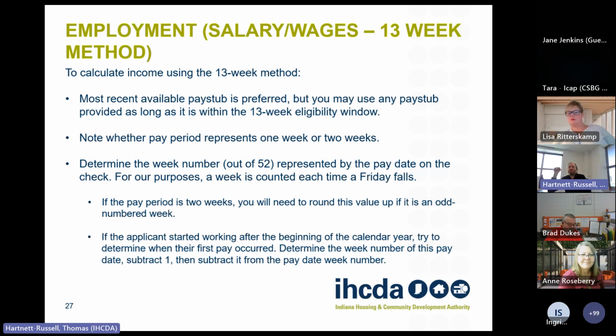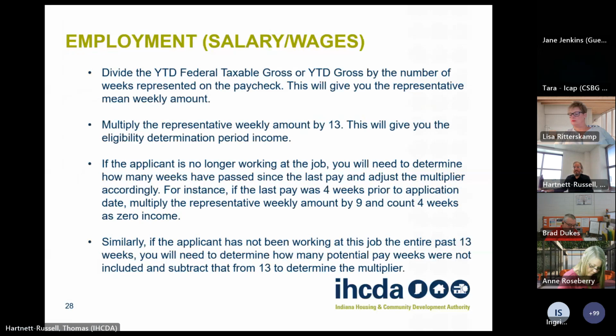If the applicant started working after the beginning of the calendar year, try to determine when their first pay occurred. Determine the week number of this pay date, subtract 1, then subtract it from the pay date week number. I promise we're going to get to an example on this.